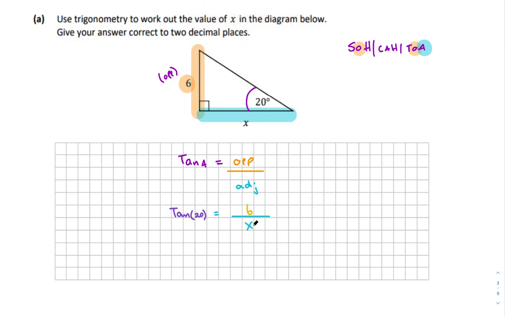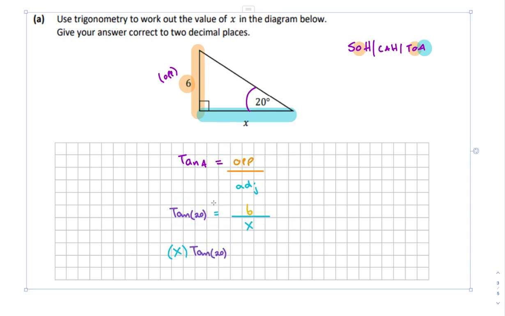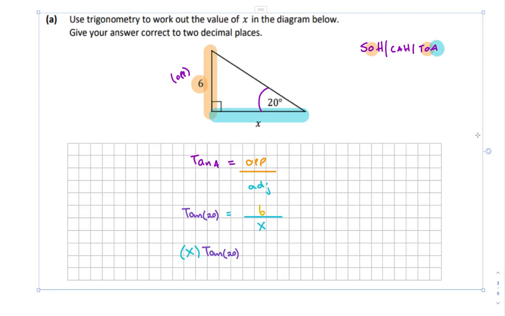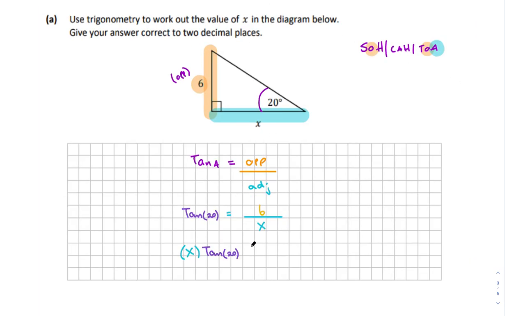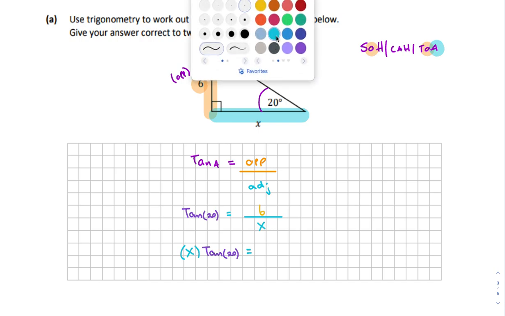If I want to get x on its own, x is currently doing the dividing. If I want to undo that, I'm going to multiply both sides by x. So then I have x multiplied by tan of 20, and it's equal to our 6.